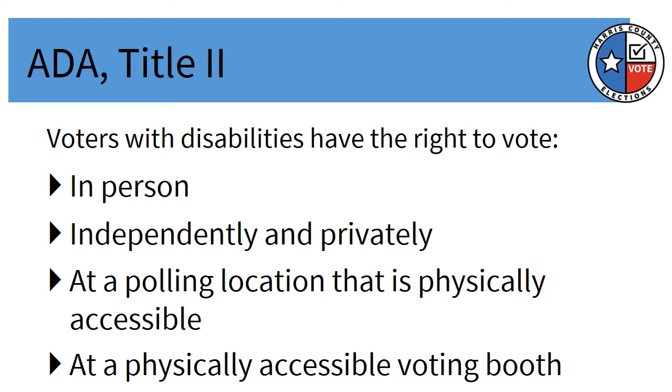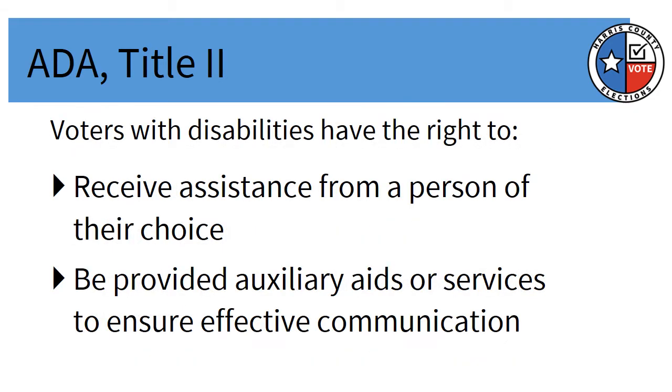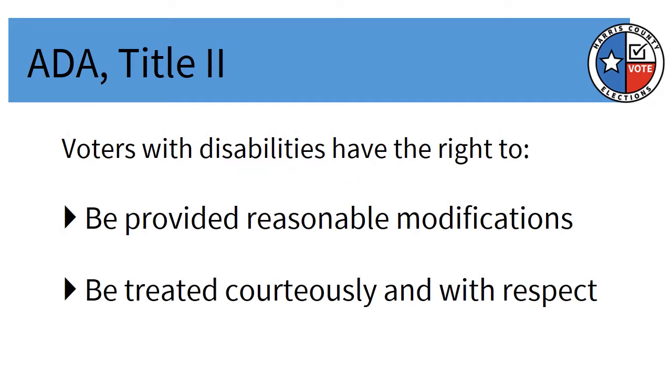Under Title II of the ADA, voters with disabilities have the right to vote in person, independently and privately, at a vote center location that is physically accessible, and at a physically accessible voting booth. Also under Title II, voters with disabilities have the right to receive assistance from a person of their choice or an election worker, and be provided auxiliary aids or services to ensure effective communication, be provided reasonable modifications, and be treated courteously and with respect.